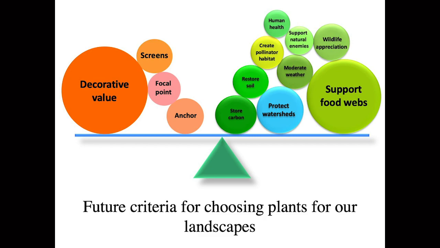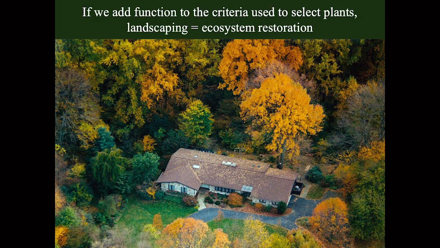We can, though, find plants that are pretty, plants that are aesthetically pleasing, that also support food webs, that deliver the ecosystem services we need, that support communities of healthy natural enemies, that support our pollinators and protect our watersheds and do all the things we need our plants to be doing at home. In other words, we're going to choose plants where we include function as one of the criteria. And when we do that, then landscaping equals ecological restoration. And I'm going to call this 21st century landscaping.